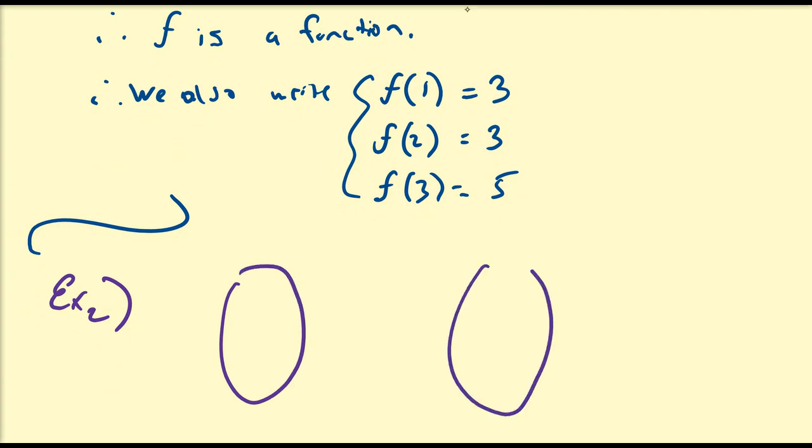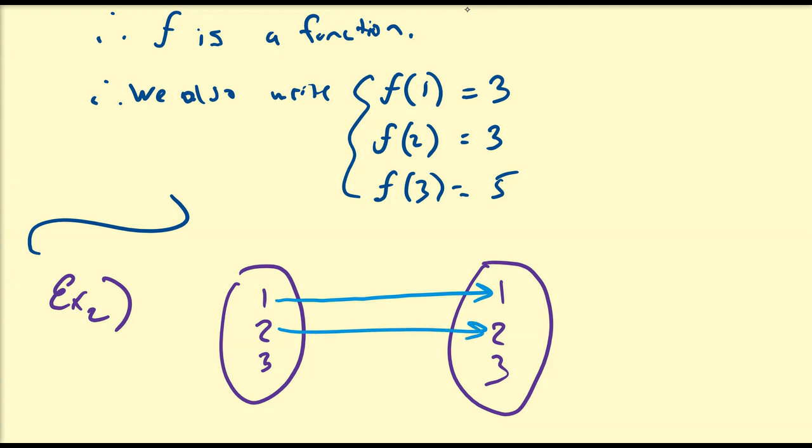So consider sets A and B. So we have 1, 2, 3, and 1, 2, 3. And consider the relationship such that 1 goes to 1, 2 goes to 2, 2 goes to 3, and 3 goes to 3. And let us call this relation G. So this is going to be set A and set B.